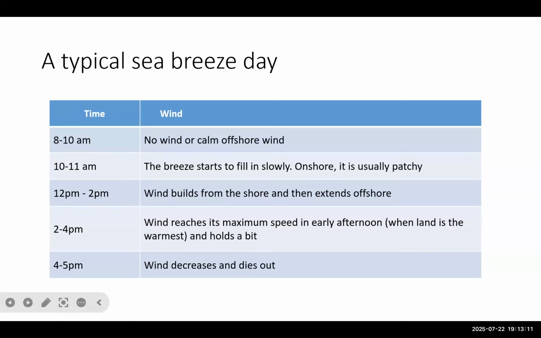From noon to 2 p.m., the wind builds from the shore and extends offshore. From 2 to 4 p.m., the wind reaches its maximum speed in the early afternoon. This is usually when the land is the warmest and the sea breeze holds. And after this, around 4 or 5 p.m., the wind is going to decrease and it's going to die out.